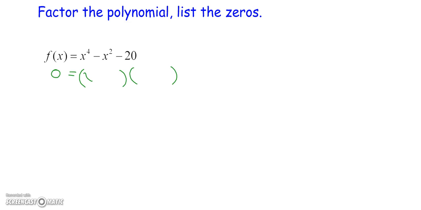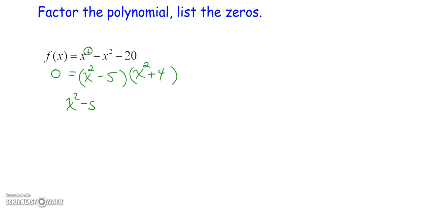The difference being, instead of writing just x and x, this isn't enough because x times x is only x squared. I want to multiply to x to the 4th. To do that, I'm going to write x squared and x squared. So I ask myself, what multiplies to negative 20 and adds to negative 1? I hope that's negative 5 and positive 4. Okay, so now that I've factored, I should be able to list all my possible zeros, set up 2 equations.